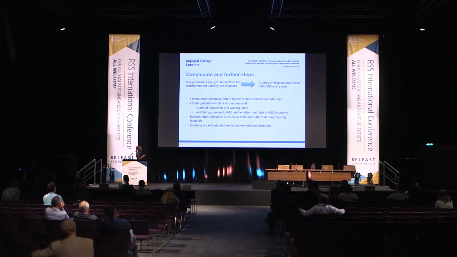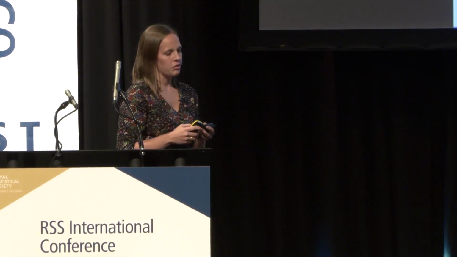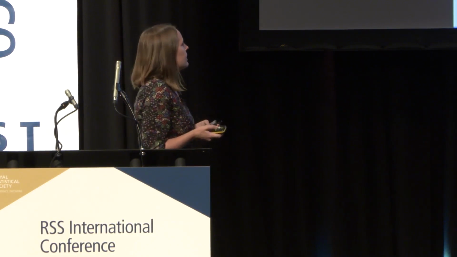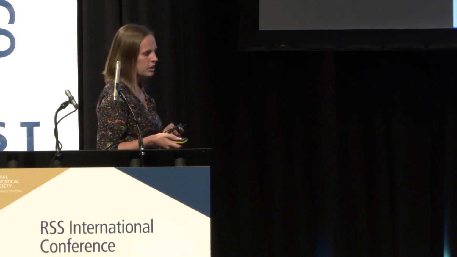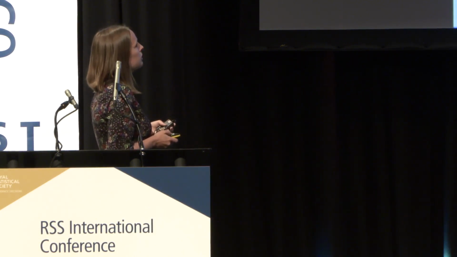And then what brings people to A&E and whether their visit to A&E is actually a priority. Explore other indicators, flu tests and data from neighboring hospitals, because obviously hospitals influence each other. That's what you could have seen for the example of the Grenfell Tower. And we'd like to, in the end, implement it into a tool which also allows clinicians to have some way of quantifying the uncertainty of how many people will be coming. Thank you very much for your attention.